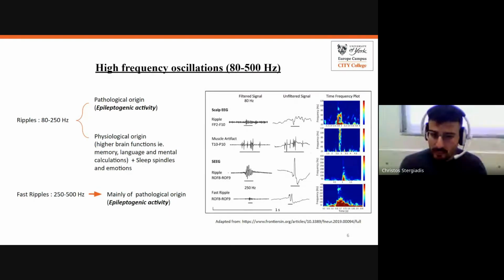However, fast ripples on the higher end are mainly of pathological origin, so a physiologic brain cannot produce this high-frequency activity.